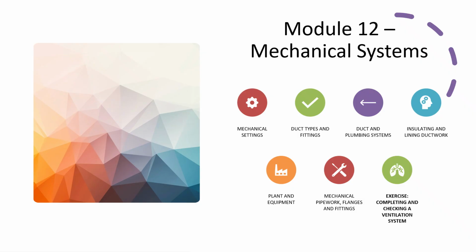Module 12, mechanical systems. In this module, we focus on the mechanical backbone of the building, the systems that move air, regulate temperature, and support occupant comfort. We begin with mechanical settings, which define how Revit handles ductwork, pipework, and system behavior. These settings are foundational for accurate modeling and analysis. Next, we explore duct types and fittings, understanding how different shapes, sizes, and connection types affect flow and coordination.